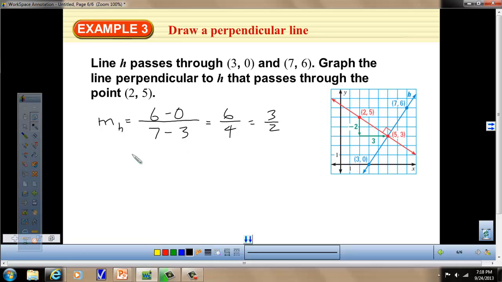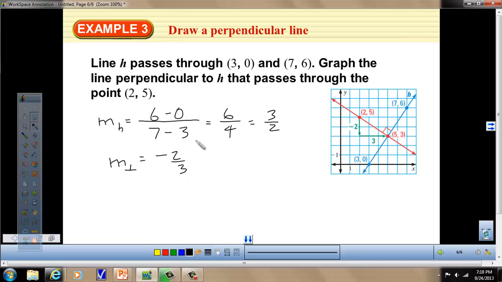Now, in order for lines to be perpendicular, the two slopes are opposite reciprocals of each other. So for example, the slope of this line is 3/2. So if I want a perpendicular slope, what I need to do is flip this and then change the sign of it. So flipping it makes it 2/3, and changing the sign makes it a negative 2/3. If this was already negative, then we would change it to positive here. But since it's positive, we change it to negative, we get a negative 2/3 here.